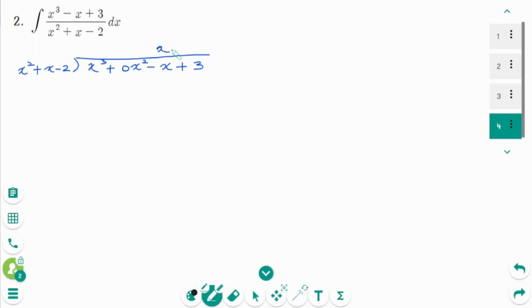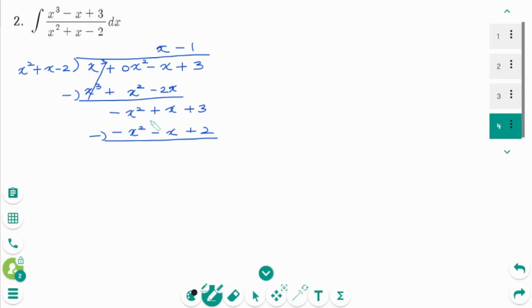The first one is x times x squared is x cubed, plus x times x is x squared, then x times minus 2 is minus 2x. Subtract: x cubed cancelled. 0 minus x squared is minus x squared. Minus x plus 2x is plus x. Then plus 3. Then minus 1 times x squared is minus x squared, minus x, then plus 2. Then cancelled. x plus x is 2x. 3 minus 2 is plus 1.